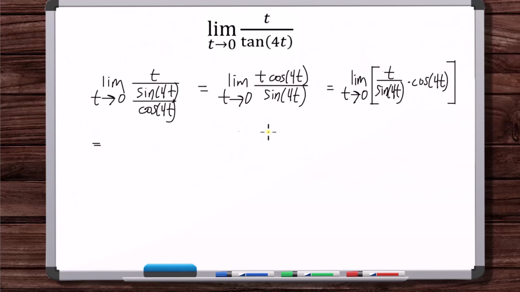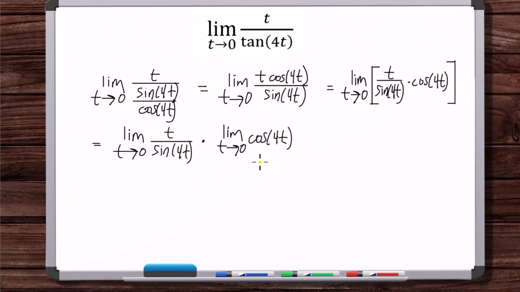Okay, now let's apply the product rule. We know from the limit laws that we can write this as the limit as t approaches 0 of t over sine of 4t times the limit as t approaches 0 of cosine of 4t. Okay, so this limit is 1. Cosine of 0 is 1.